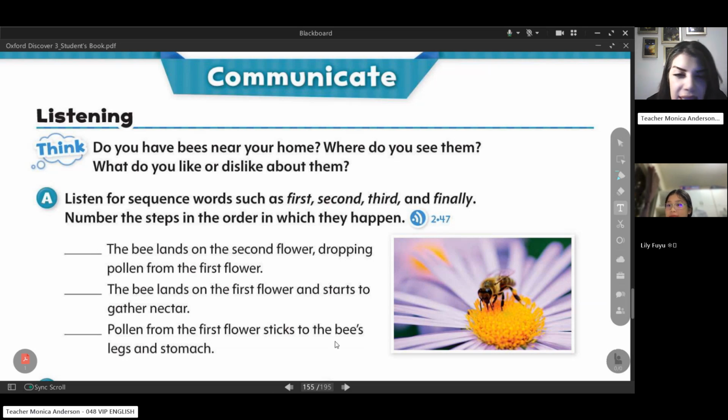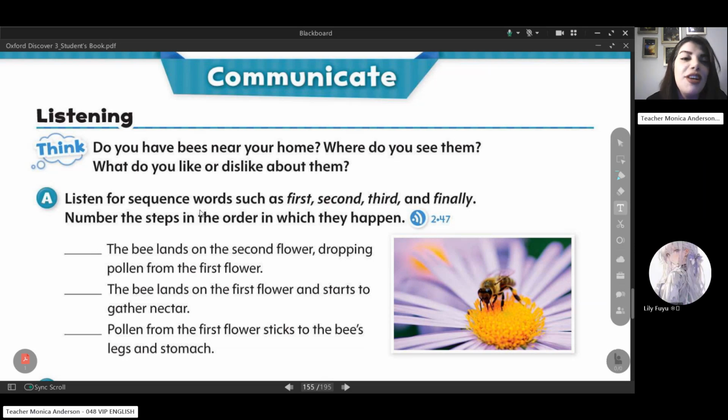Okay, so let me see. Yes. First, the bee. So first, you need to write first. The bee lands on, and then pollen sticks to the bee's legs and stomach. Yeah, very good. Because they are sequencing words, that's really important, right? First, second, third, then. That's really important to write. Get it?